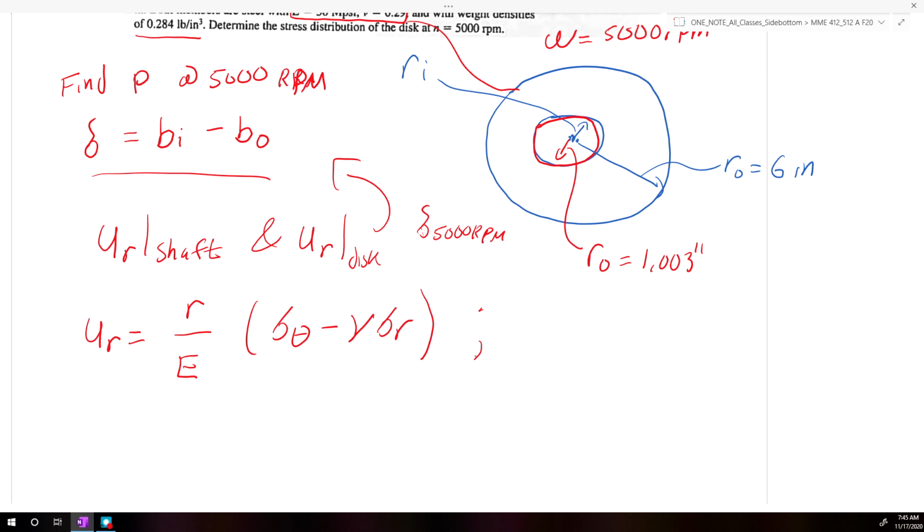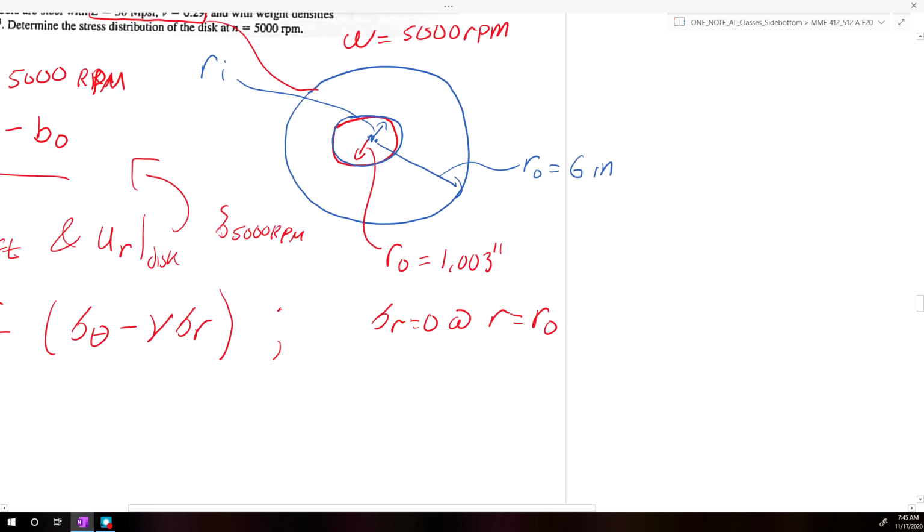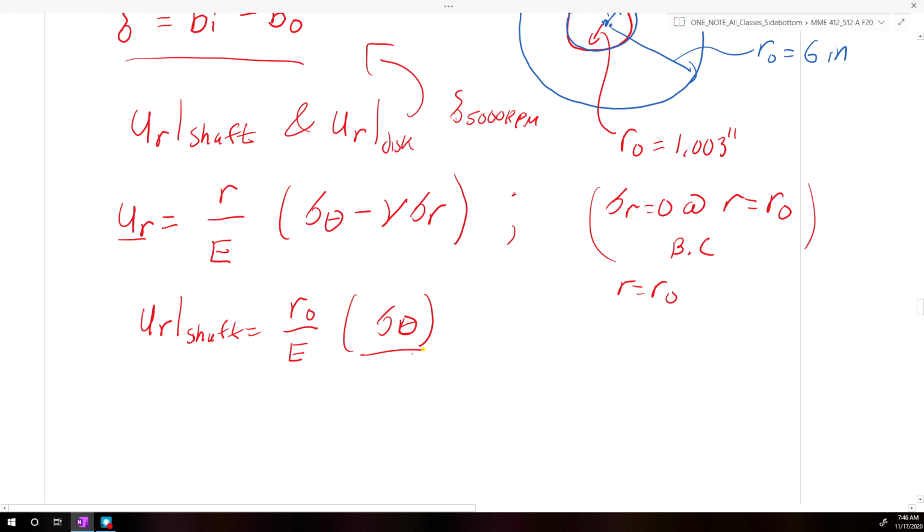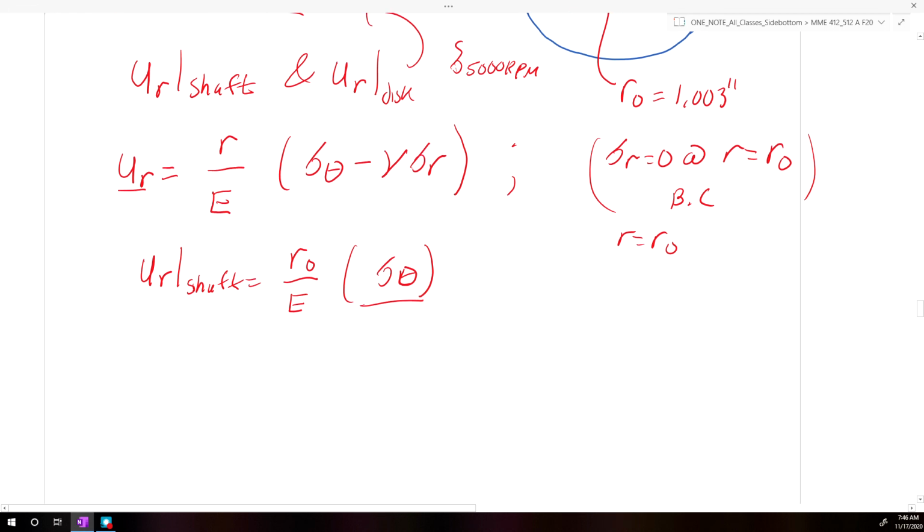So for a cylinder or a shaft that's undergoing rotation and rotation only, sigma r at r equal to R out is equal to 0. Oh, sorry, sigma r, not sigma theta. That's our boundary condition. Alright, so then we're interested in finding the displacement at r equal to R0. So what this equation ends up giving is u r of our shaft will be equal to the outer radius of the shaft divided by E times sigma theta. Okay. So we know the outer radius, we know the elastic modulus, so we just need to solve for sigma theta.